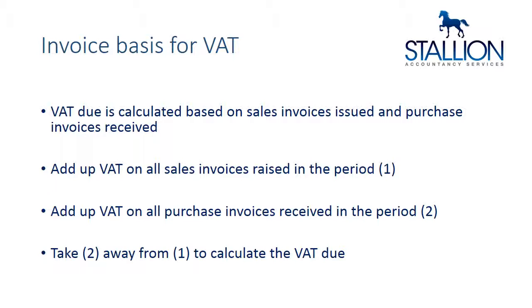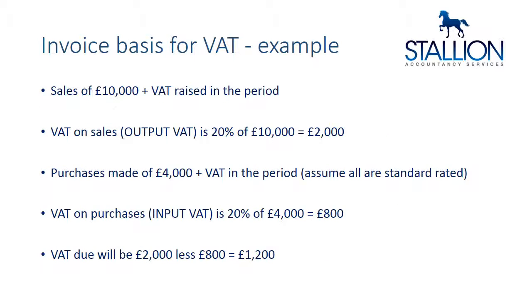Example of this, let's say in a particular VAT period you raised sales invoices of £10,000 plus VAT. Well, the VAT on the sales, or the output VAT as it is called, will be 20% of the £10,000 of the net invoices raised, which is £2,000.